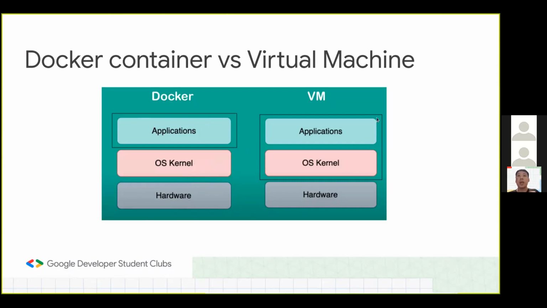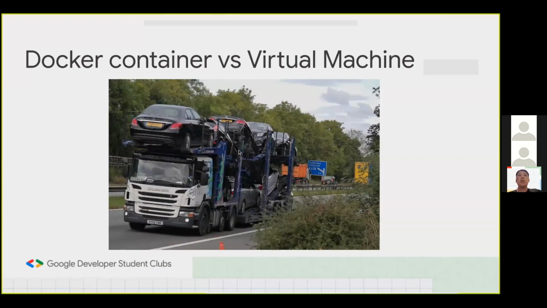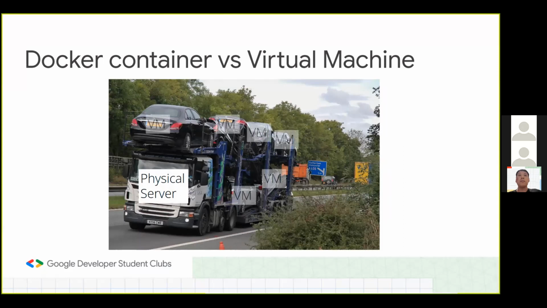What we mean by VM is this, but then it contains an OS kernel, and the OS we're referring to is the OS in your computer, like Windows. If you're using a Mac computer, it's going to be macOS. So a VM contains an OS, whereas a Docker container just contains your applications, right? So let's see the benefits of that. An analogy to look at is that on your physical server, if you're going to mount many VMs, it's going to be very heavy, right?